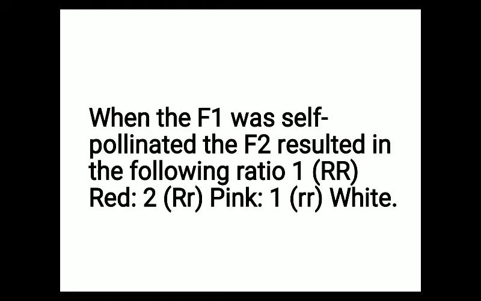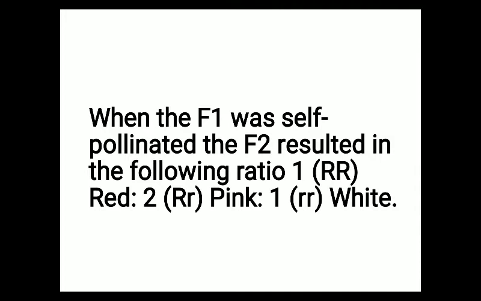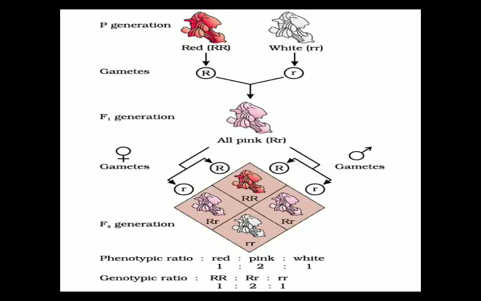So when the F1 generation plants were self-pollinated, they resulted in the following ratio: 1 is to 2 is to 1. So the genotypic ratio as well as the phenotypic ratio is 1 is to 2 is to 1.